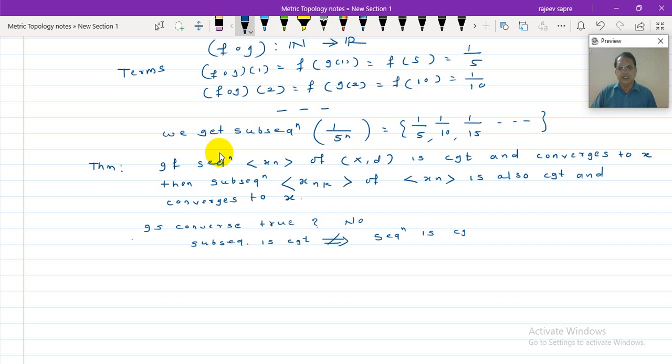And to prove this, you can give the usual example, -1 raised to n. This is sufficient. We know the -1 raised to n sequence is not convergent. This also you prove. How will you prove that the sequence -1 raised to n is not convergent? Prove this.